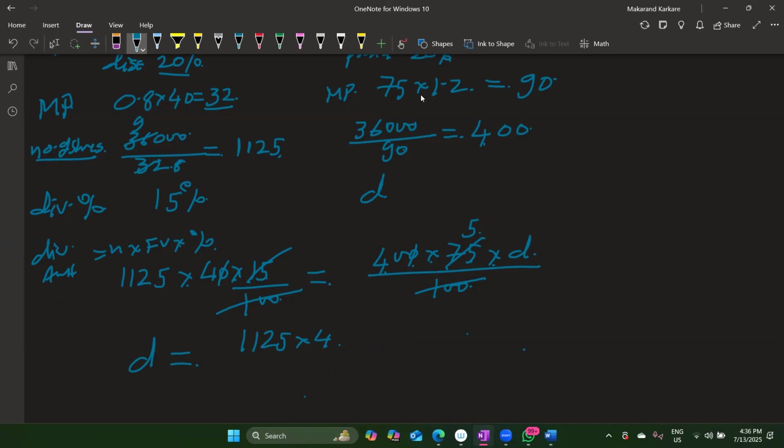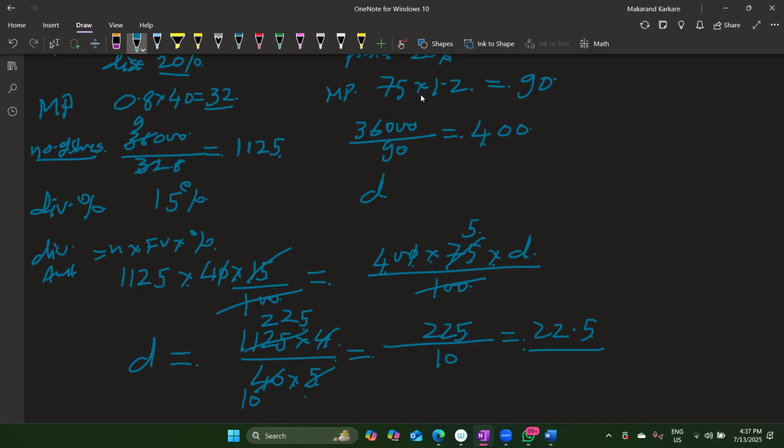Actually, I can divide it by 40 into 5. Just 225 upon 10, which is 22.5. So Dhoni's company gave a dividend of 22.5. I made a mistake in substitution.